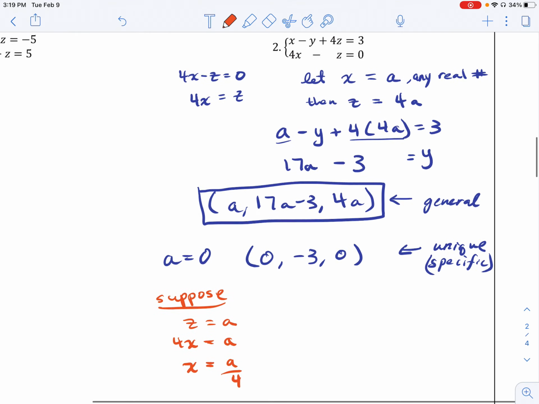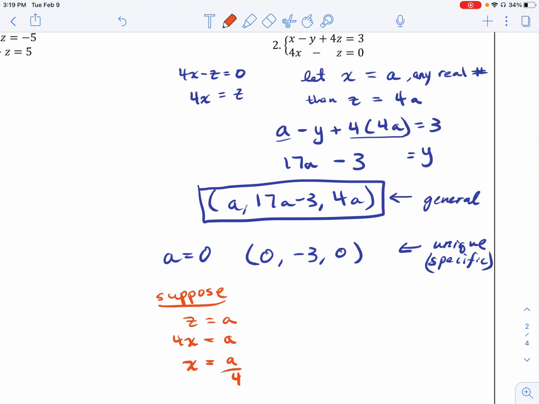Well, this is going to make my life a little bit more annoying, but if I said I want z to be equal to a, going back to my original equation, a over 4 minus y plus 4z, which is 4a, is equal to 3. In this case now, y is equal to a over 4 plus 16a over 4 minus 3. So y is equal to 17a over 4 minus 3.